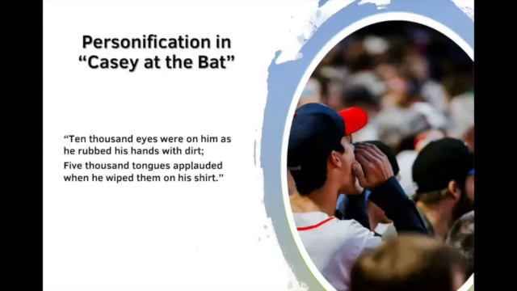Personification in Casey at the Bat, which is the poem that you guys read on the very first day of this unit. 10,000 eyes were on him as he rubbed his hands with dirt. 5,000 tongues applauded when he wiped them off his shirt. So tongues can't actually applaud. They don't have hands. But when people are cheering really loudly, it can sometimes sound like an applause.